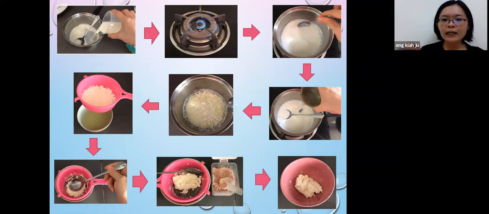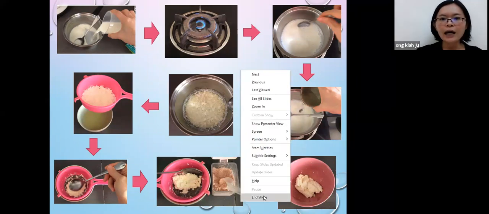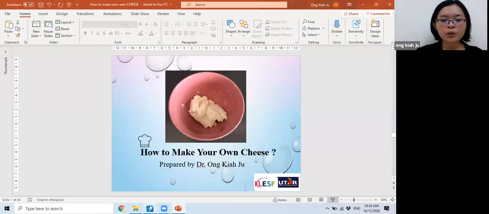After that, you can add a little bit of salt, and a little bit of spices or herbs, to enhance the flavor of the cheese. And finally, your cheese is ready to be served. The steps are quite simple, and I would like to share with you a video on how to produce your own cheese.